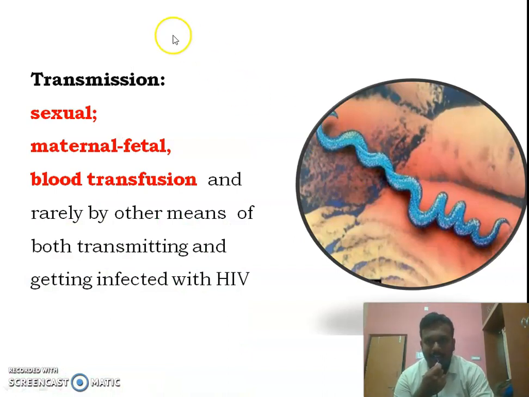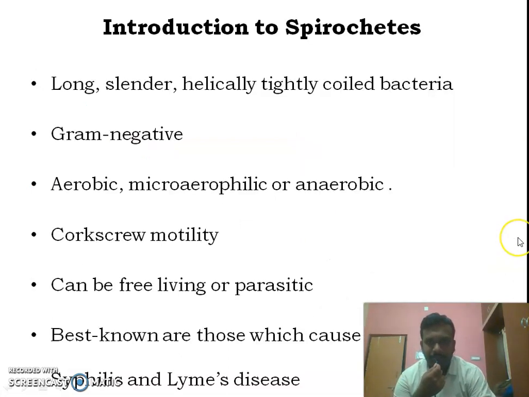And we already discussed these transmission routes. The sexual route is one of the most common routes of transmission, followed by the materno-fetal route, and we can also observe transmission through blood. And if you observe the spirochete, it is a spiral shaped, coiled bacterium, and it is very lengthy in nature.